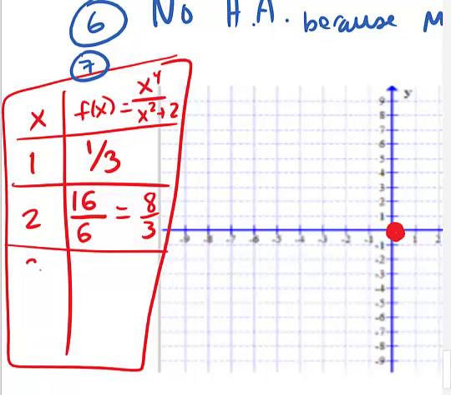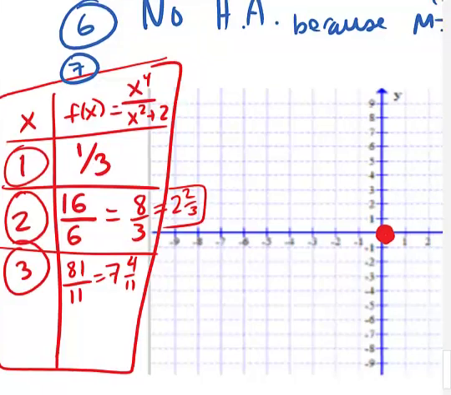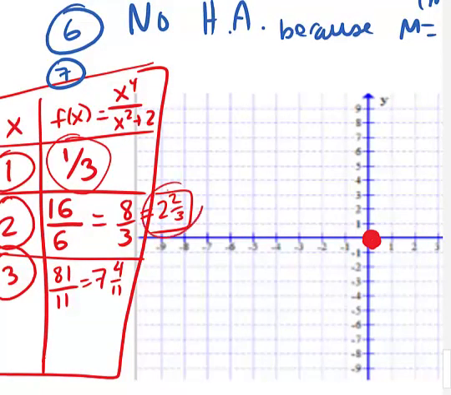Maybe I'll plug a 3 in. Let's see what happens there. If I plug a 3 in, 3 to the 4th is 81. 3 squared is 9, plus 2 is 11. 11 goes into 81 7 times with 4 left over. And 8/3 is 2 and 2/3. So it seems like as the x values get larger and go to the right, your y values are getting bigger too.